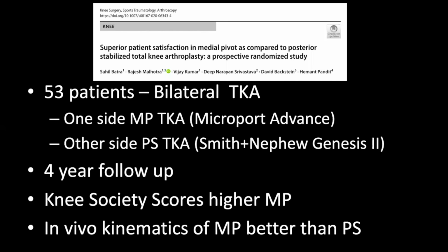In this study by Batra and coworkers, they performed 53 bilateral total knee arthroplasties. One side received a medial pivot total knee arthroplasty with a MicroPort Advance, and the other side received a posterior stabilized total knee arthroplasty with a Smith & Nephew Genesis 2. They then had a minimum of 4-year follow-up, and they found that the Knee Society scores were higher in the medial pivot group in comparison to the posterior stabilized group, and in vivo kinematics of the medial pivot knee were better than the posterior stabilized knee.